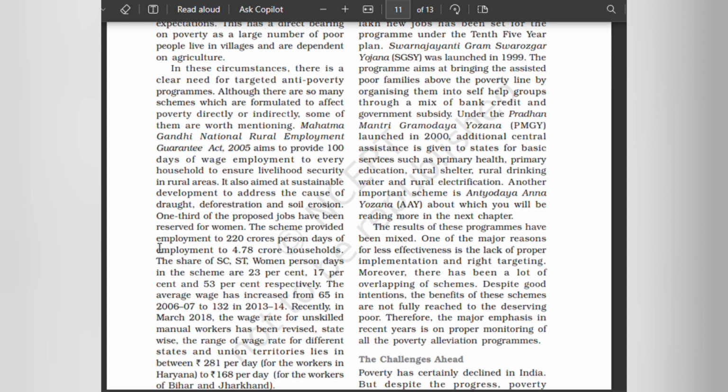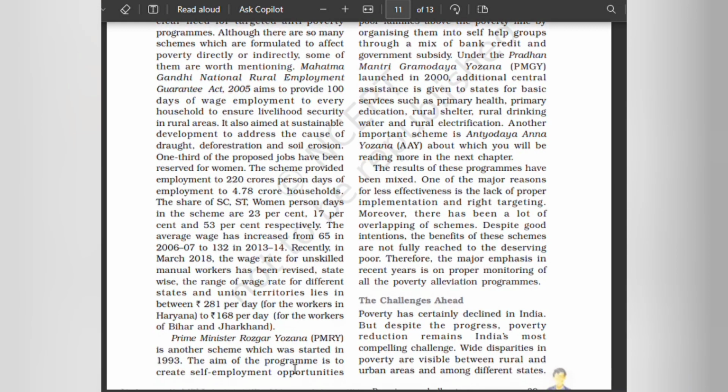The scheme provided 220 crore person days of employment to 4.78 crore households. The share of SC, ST, and women in person days in the scheme are 23%, 17%, and 53% respectively. Average wage has increased from 65 in 2006-7 to 132 in 2013-14. Recently, in March 2018, the wage rate for unskilled manual workers has been revised. State-wise, the wage rate for different states and union territories lies between rupees 281 per day for workers in Haryana and rupees 168 per day for workers in Bihar and Jharkhand.